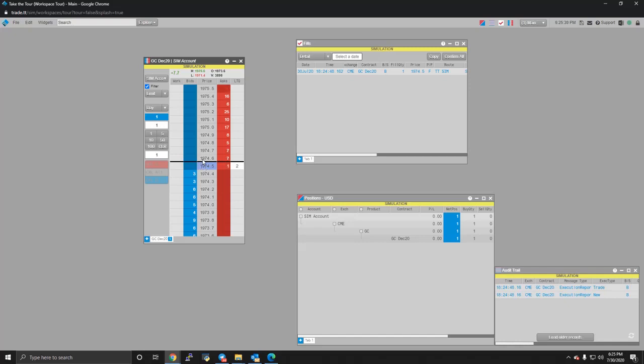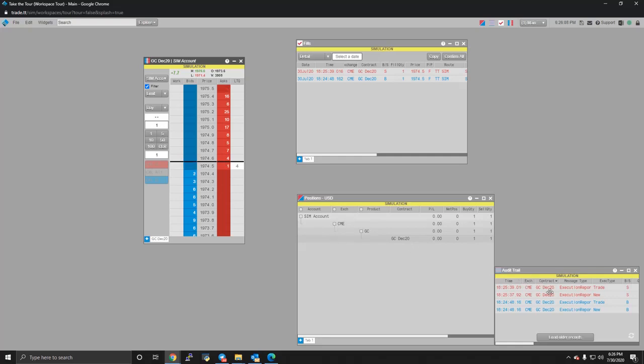Now I will show you an example of being a market maker here. I'm going to place a one lot resting offer at 1974.5 and someone just bought it from me in a theoretical scenario. If we take a look at the fill window, you see here that I sold one GC Ds 20 futures contract at 1974.5. If we come now down to the position, you can see that my P&L is flat. I bought and sold at the same price.